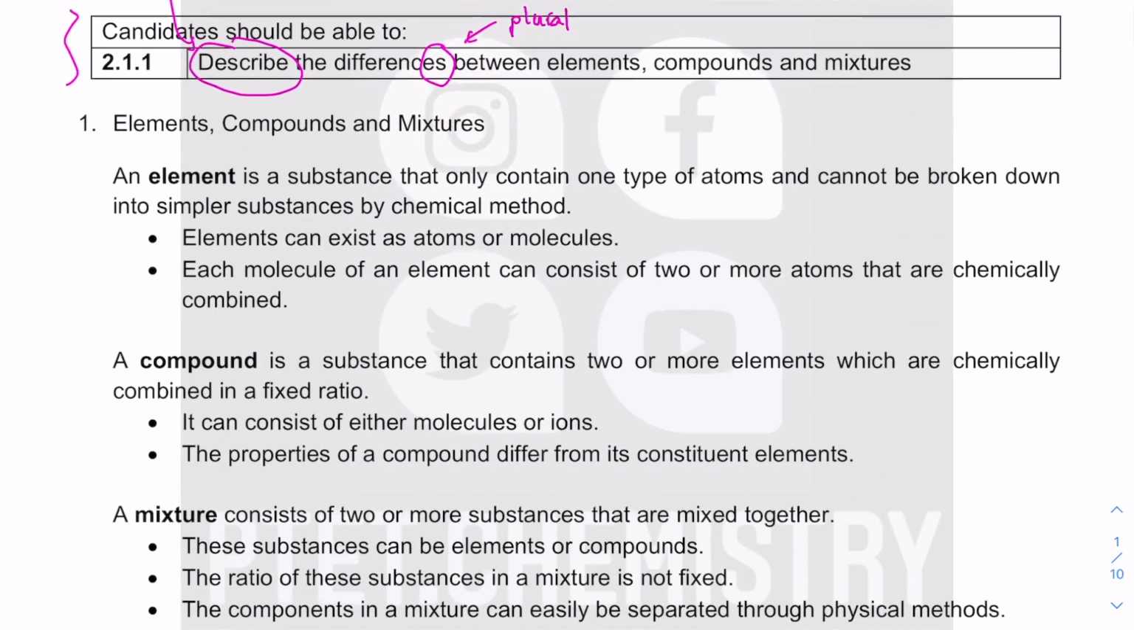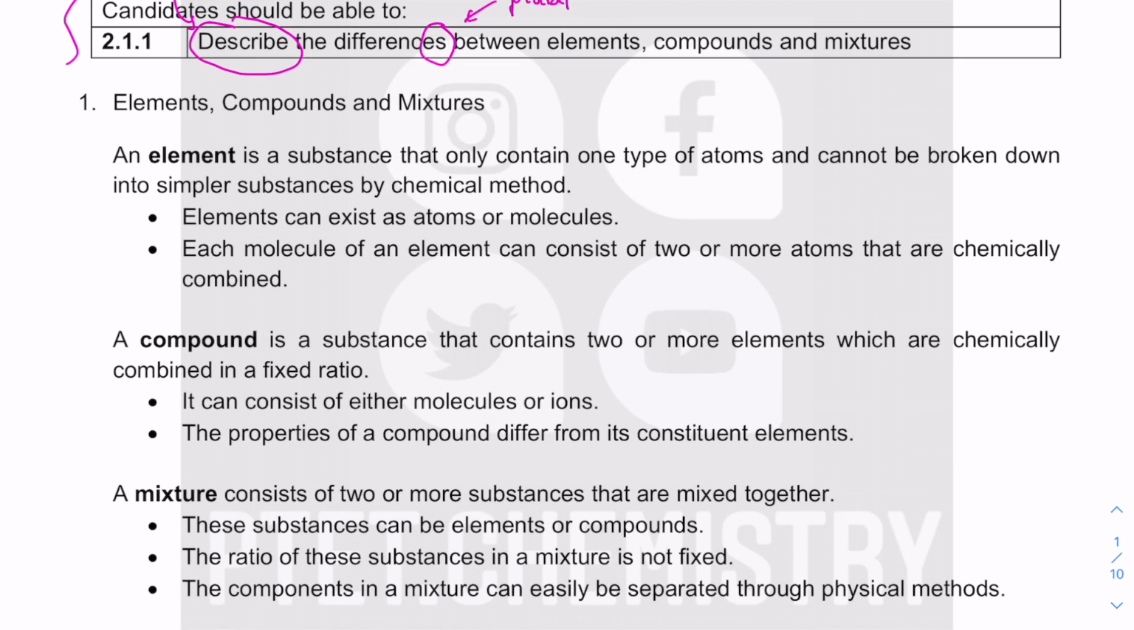So to begin with that, we need to think about the definition for each of these: element, compound, and mixture. From your lower secondary, you will have heard of an element. An element is basically whatever you find in the periodic table, they're all elements. So what is the definition of an element? It's a pure substance. It's definitely a pure substance. It contains only one type of atom, or some books will say one kind of atom. Essentially they mean the same thing, one kind or one type, but the idea is one.